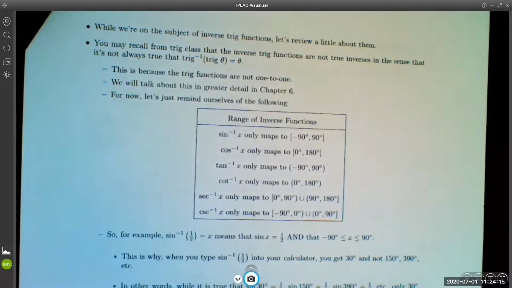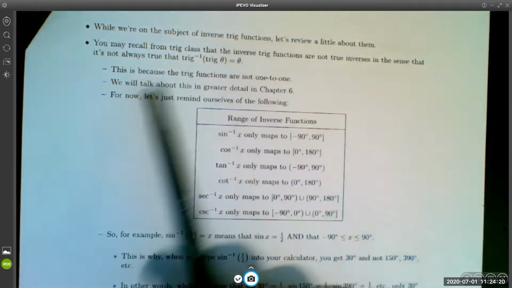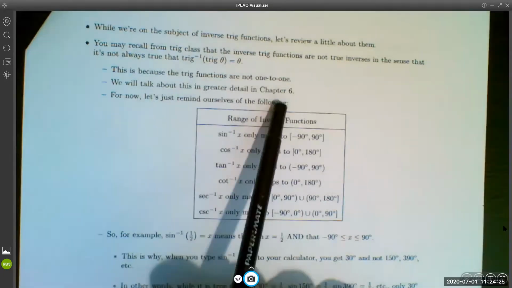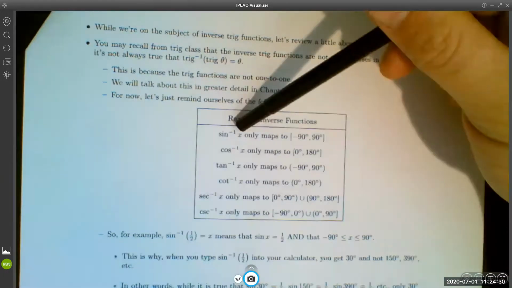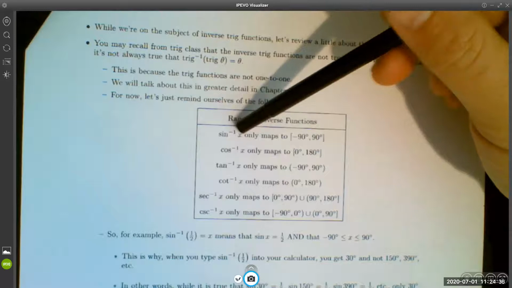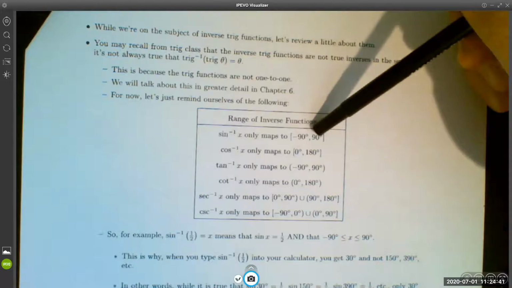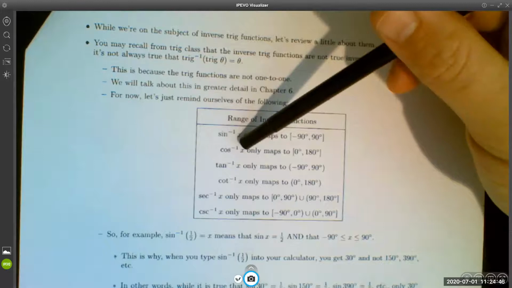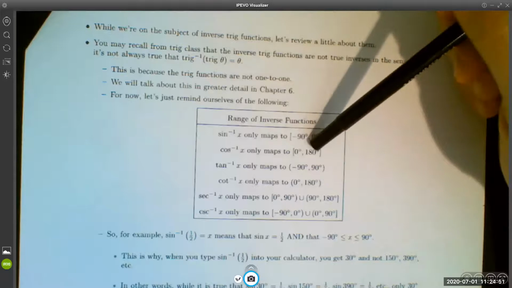The reason that we don't have true inverses for the trig functions is because the trig functions are not one-to-one. We'll talk about this in greater detail in chapter 6, but for now, suffice it to say that whenever you take sine inverse of some number, it's going to give you an angle that's somewhere between negative 90 degrees and positive 90 degrees. Whereas when you take cosine inverse of some number, the calculator is going to spit out some angle between 0 degrees and 180 degrees.